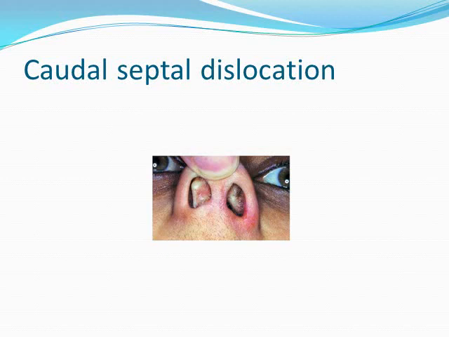This picture shows the caudal septal dislocation. We see that the caudal border of the septum projects into the right nostril, and this can be seen by an examination step, which is called elevation of the nasal tip. We see the caudal septal dislocation.